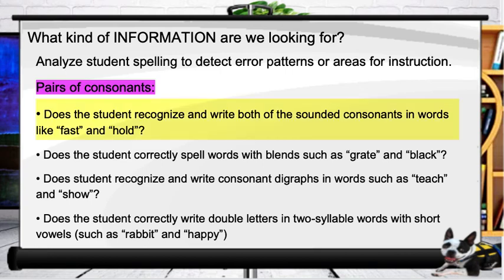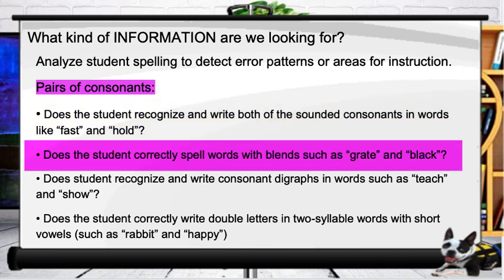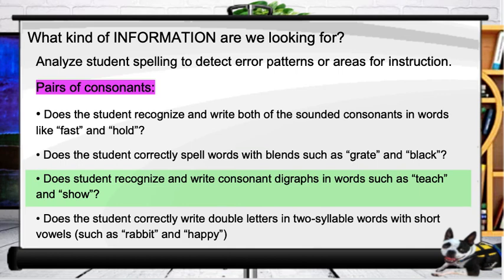Next, we look for pairs of consonants. Does the student recognize and write both of the sounded consonants in a word like "fast" and "hold"? Do they correctly spell words with blends, such as "great" and "black"? Does the student recognize and write consonant digraphs in words such as "teach" and "show"? And does the student correctly write double letters in 2-syllable words with short vowels, such as "rabbit" and "happy"?